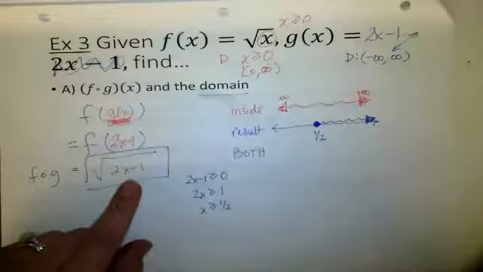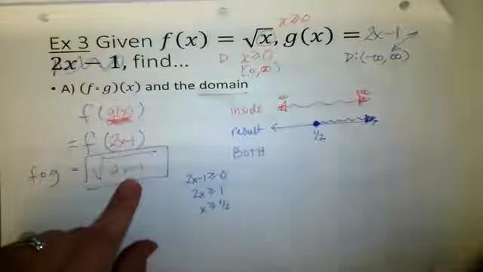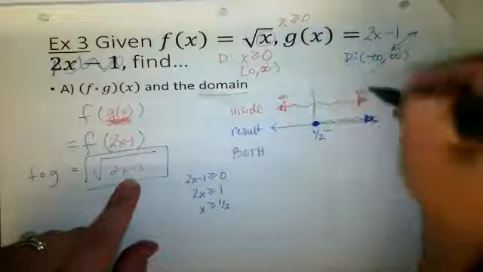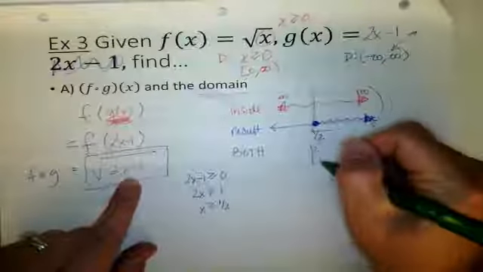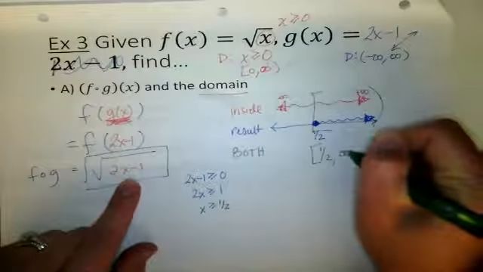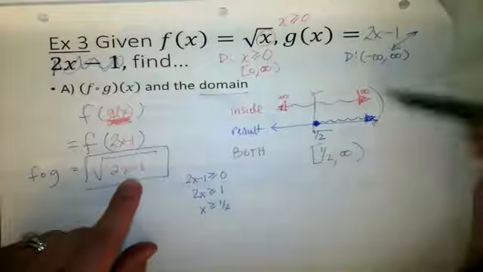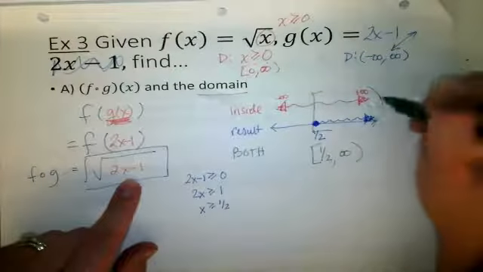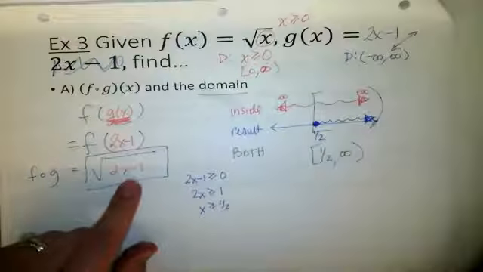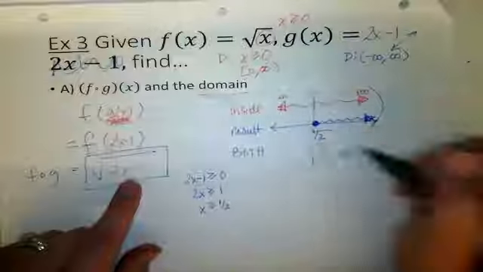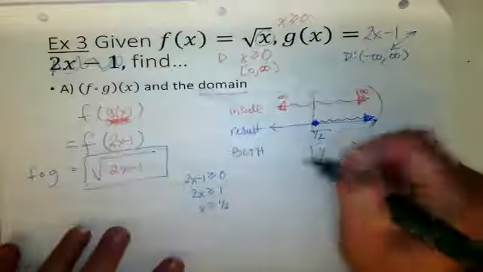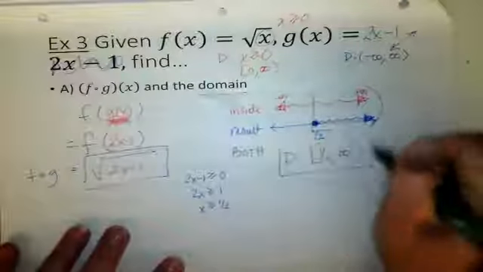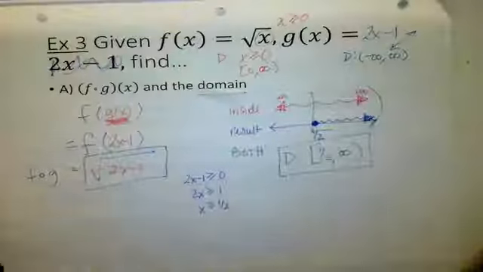So what works for both? 1/2 to infinity is where they both overlap. That is the full domain: 1/2 to infinity, including the 1/2.